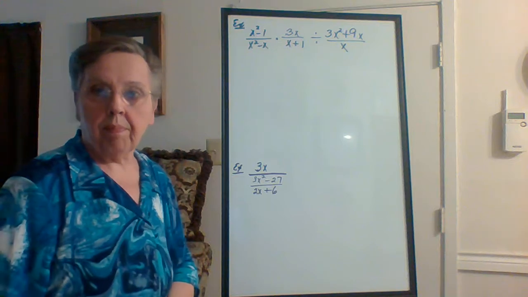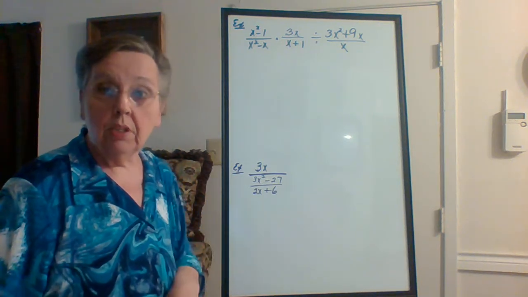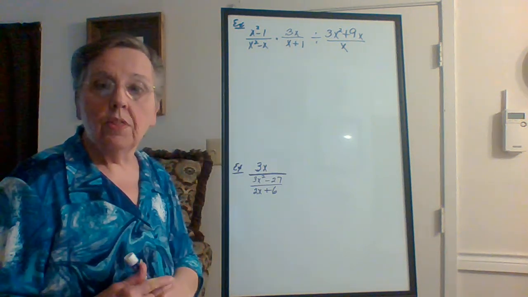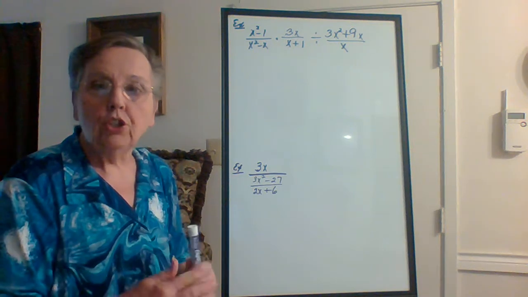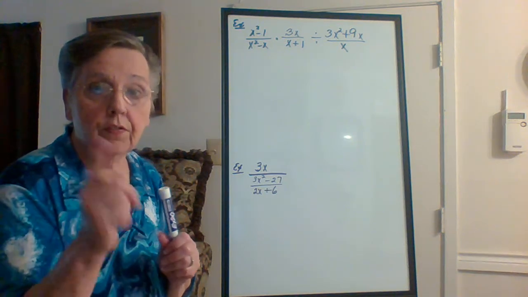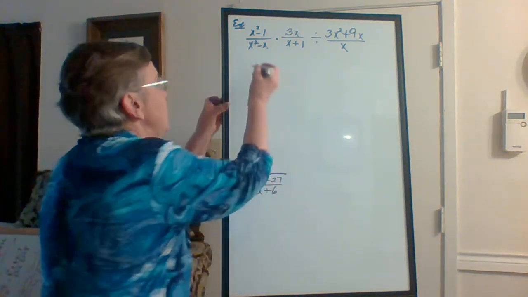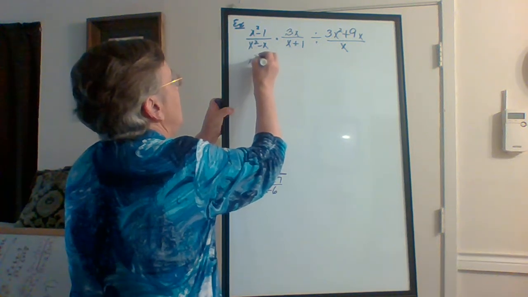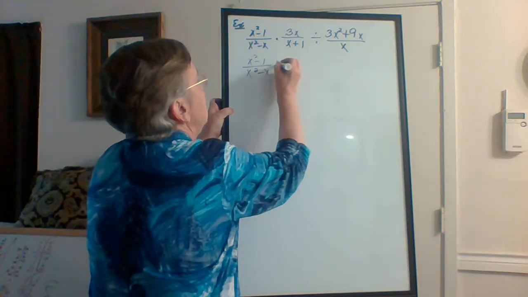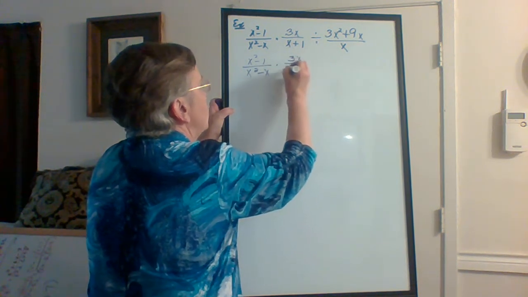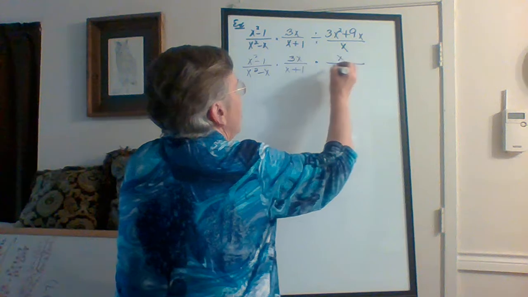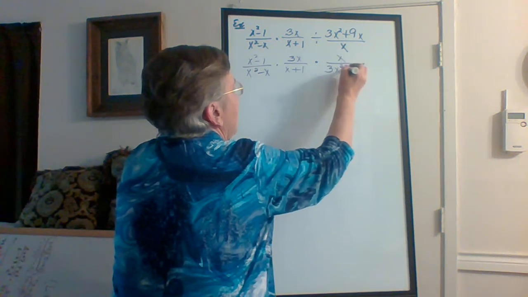This one. I have 3 fractions, but I have a division there. With division, the first thing you should automatically do is rewrite your problem, flipping the division fraction. Remember, that's the first thing you should do. So I'm going to rewrite this: x squared minus 1 over x squared minus x times 3x over x plus 1 times x over 3x squared plus 9x.